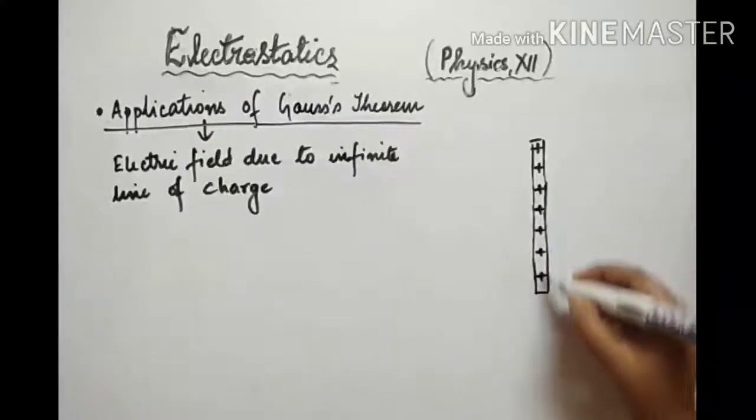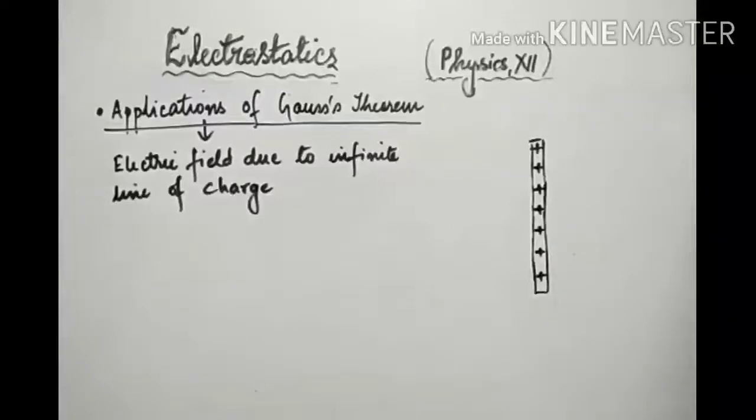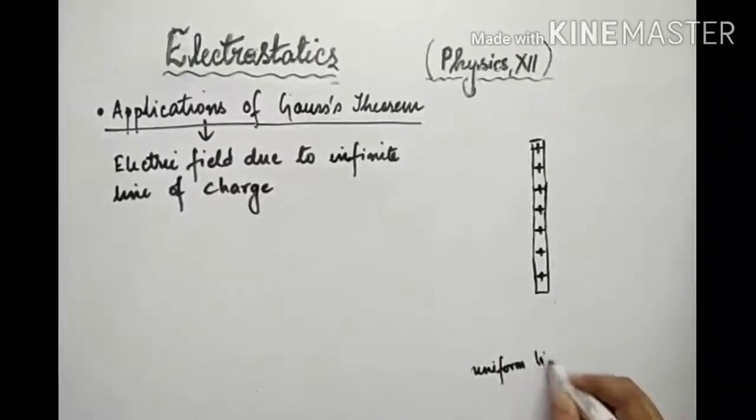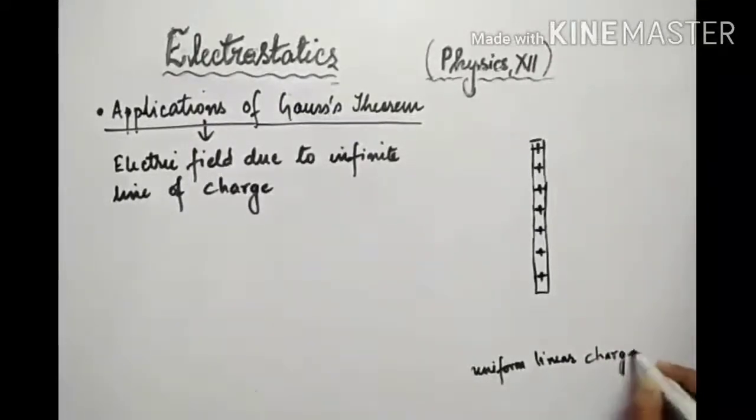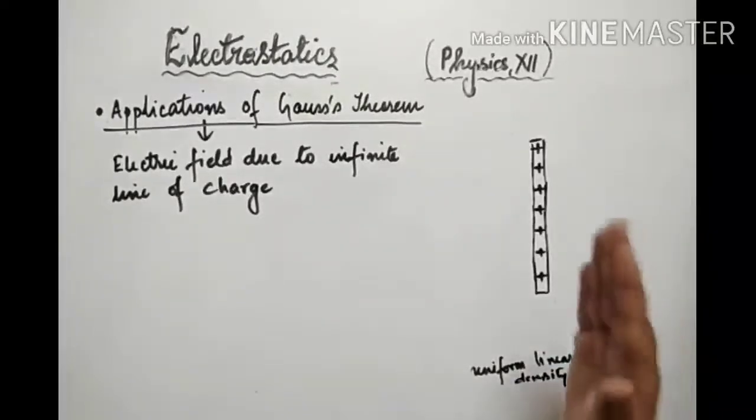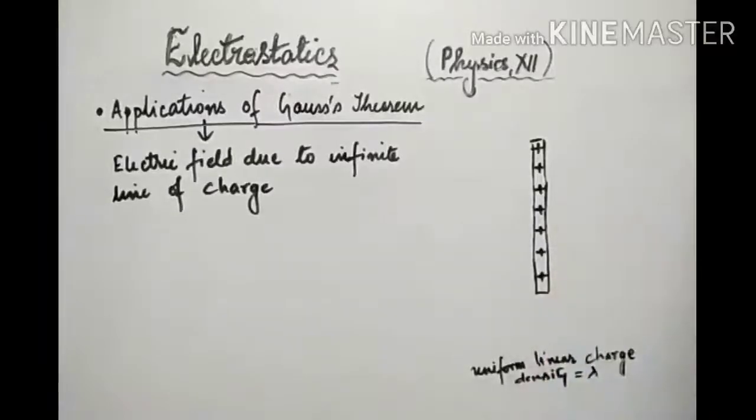So this line of charge is positively charged, and it has uniform linear charge density equal to lambda. Okay, so it has a uniform linear charge density lambda, and to find out the electric field at some distance from it, we have to consider or draw a Gaussian surface.